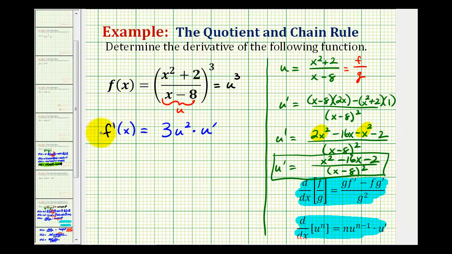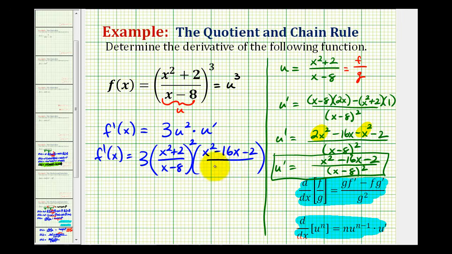Now let's go back over to the derivative of f. We can now perform the substitutions for u as well as u prime. So we'll have 3 times u squared, and u is this quotient here, so we'll have x squared plus 2 over x minus 8 raised to the second, times u prime, which is here in green, so we'll have x squared minus 16x minus 2 over the quantity x minus 8 squared.